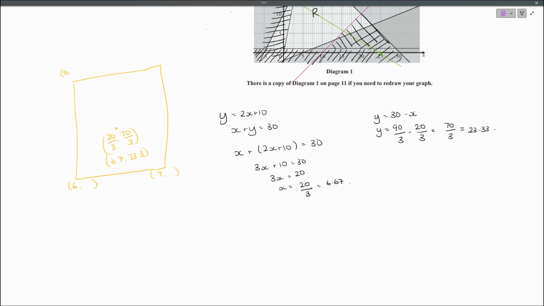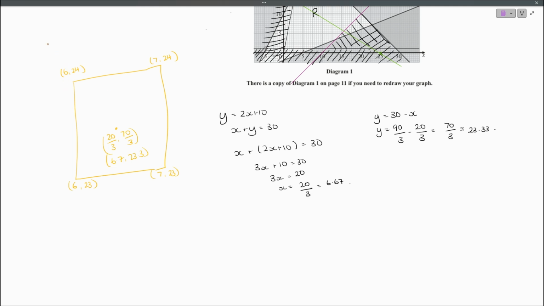And similarly, x value 6 and x value 7. And then the y value smaller is going to be 23, and the y value larger is going to be 24. But we need to consider whether or not each of these points satisfy the inequalities that we've got. So first of all, we've got x plus y is less than or equal to 30.